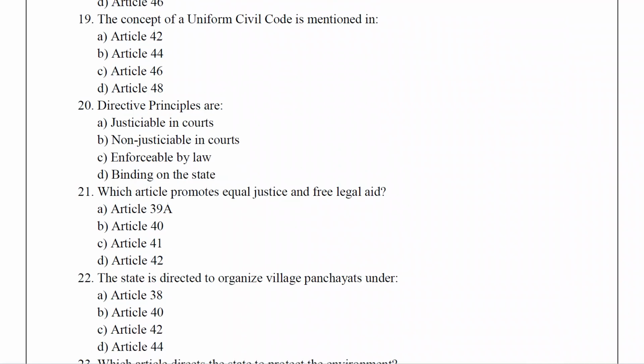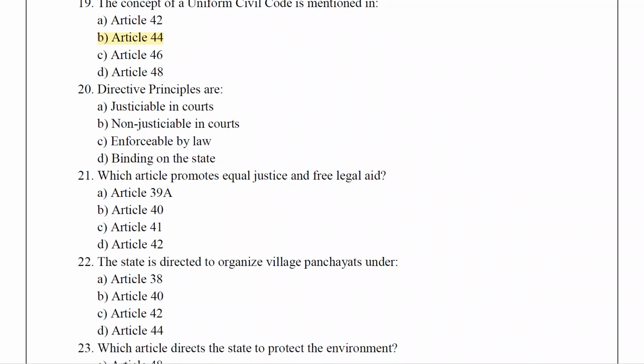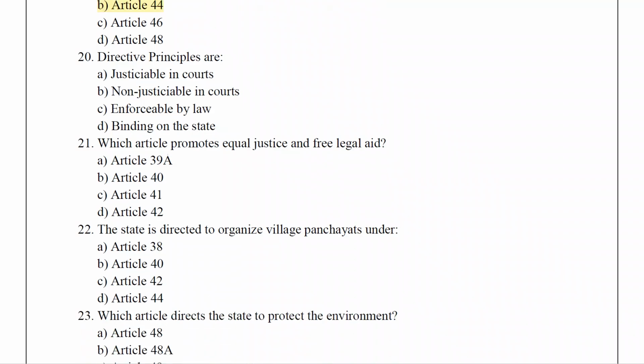The concept of uniform civil code is mentioned in Article 44. Article 44. Directive principles are non-justiciable in courts.